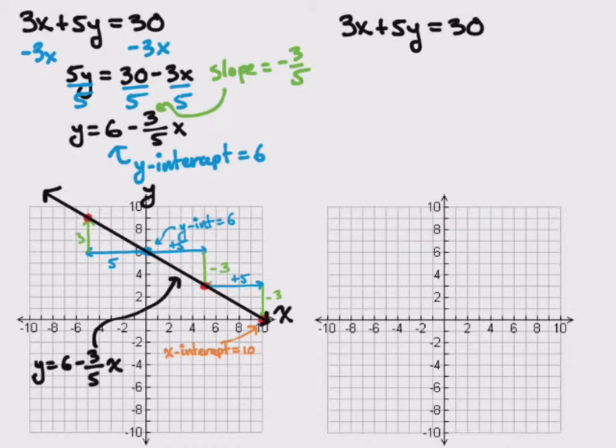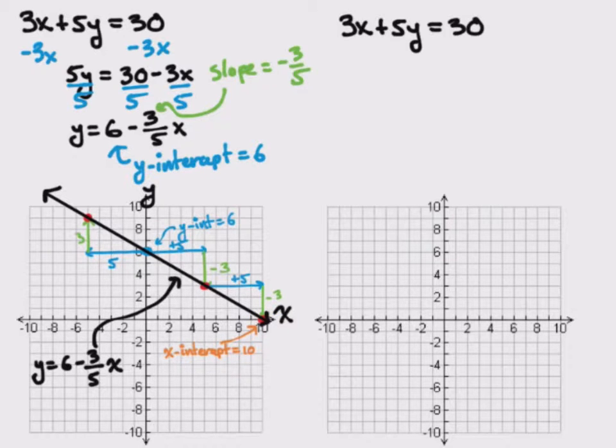Alright, so not so bad. Once you put it in slope-intercept form, we found that our y-intercept was 6, and our slope was negative 3/5, meaning every 5 units we went to the right, we went 3 units down. We were able to find a whole bunch of points and sketch our graph. And we also found our x-intercept of 10, which is very clear from our graph.